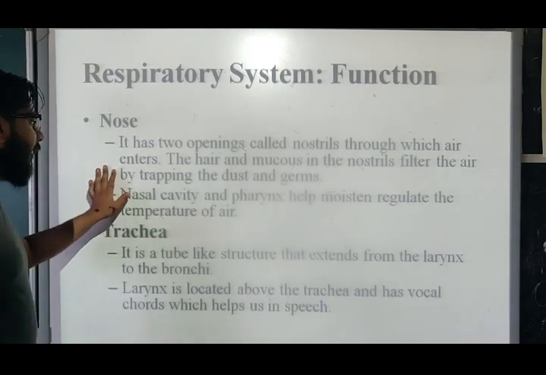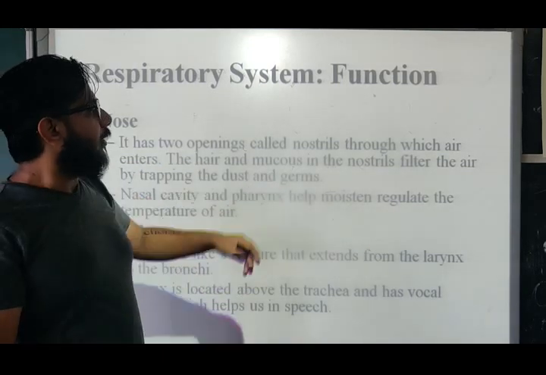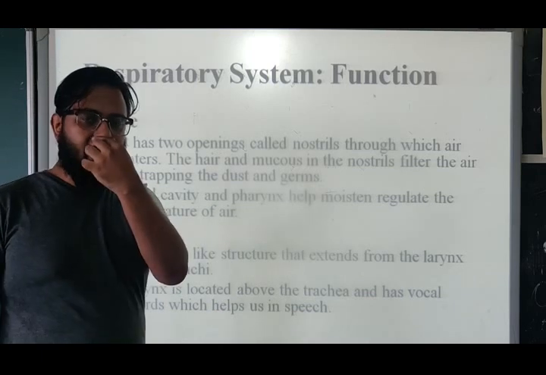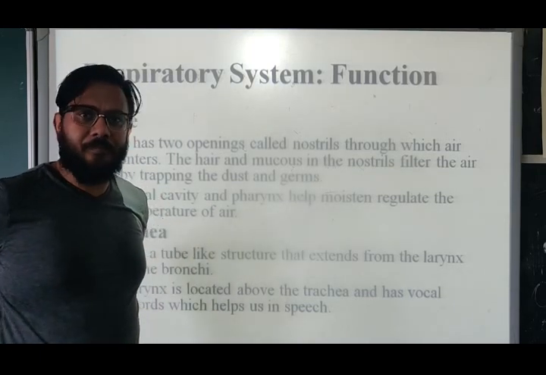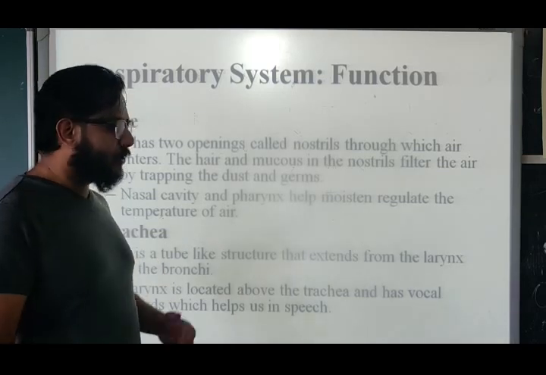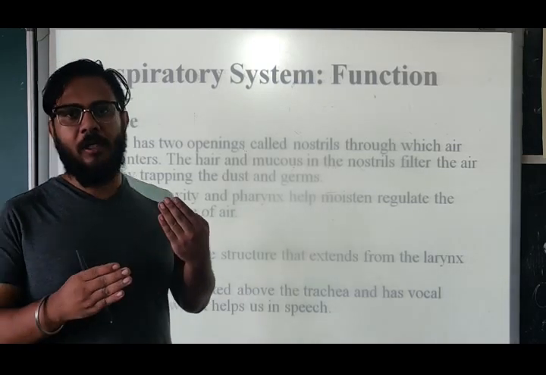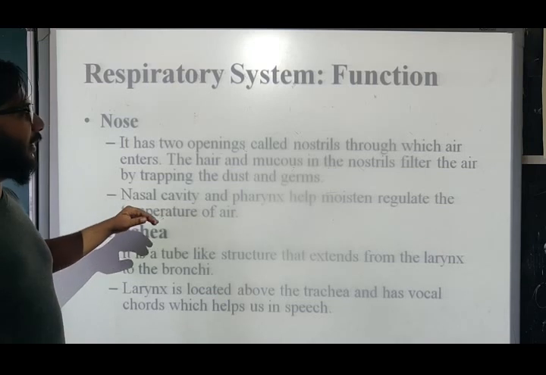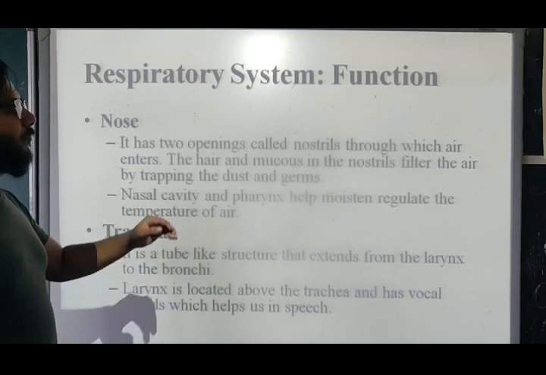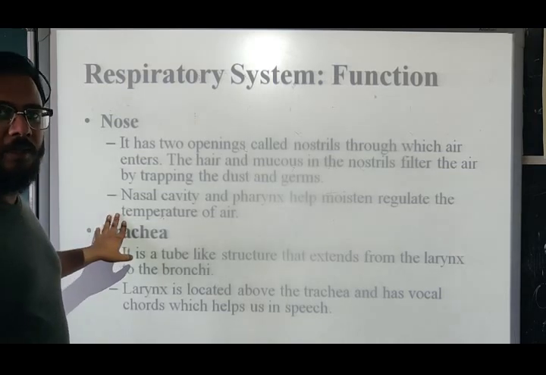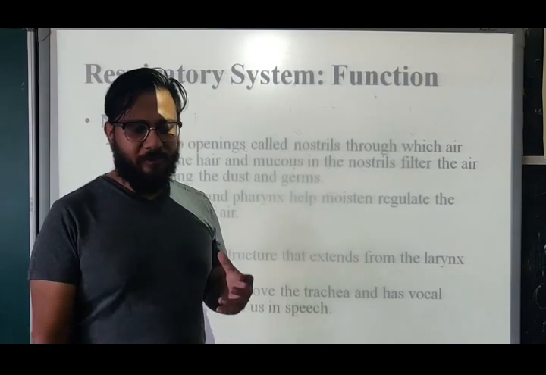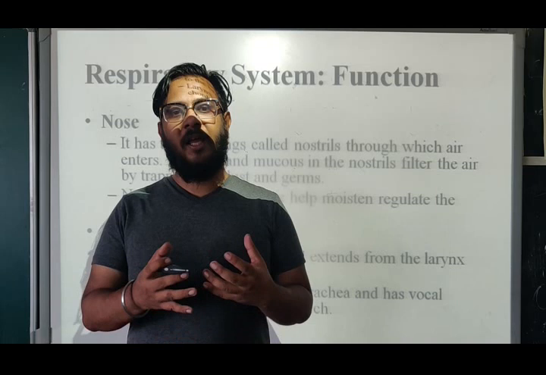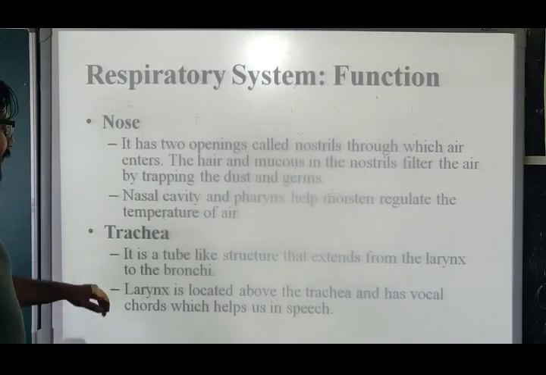And I don't think I need to explain that. The hair and mucus in the nostrils filter the air by trapping the dust and germs. Okay, we have tiny hairs inside the nostril, which act as a filtration system for dust and germs. The nasal cavity and pharynx help moisten and regulate the temperature of the air. So there is a part in our body called the pharynx and the nasal cavity which moistens the air so that it becomes heavier.